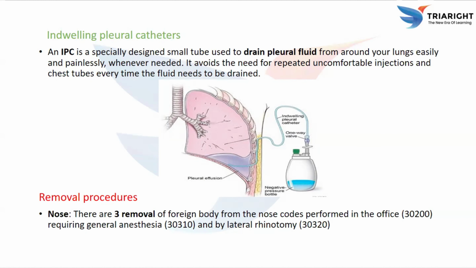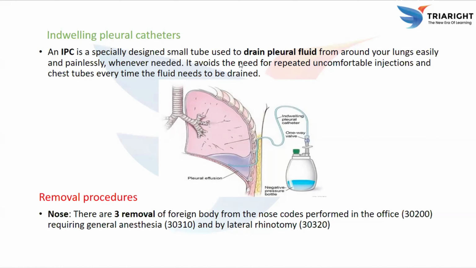So it is designed for long-term use. So why is an IPC used? It avoids the need for repeated thoracocentesis, repeated chest tube insertions, and frequent hospital visits. So it allows easy, painless drainage whenever it is needed.